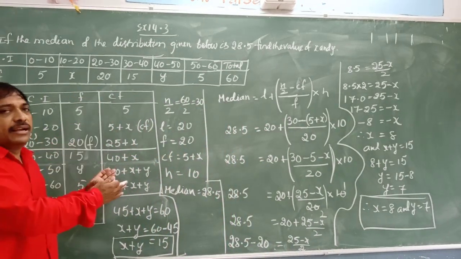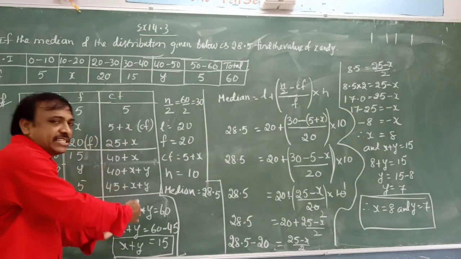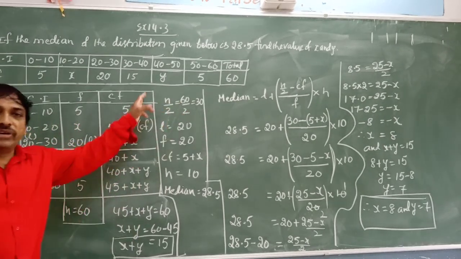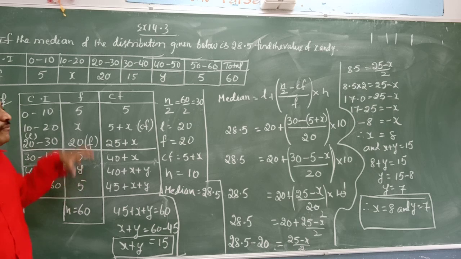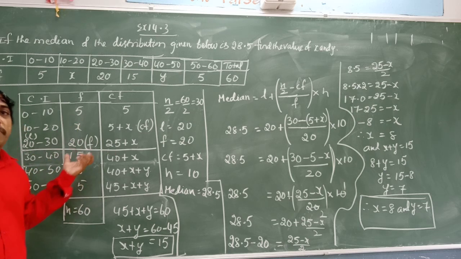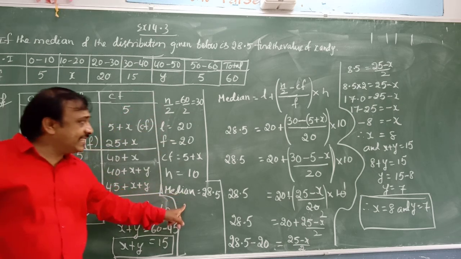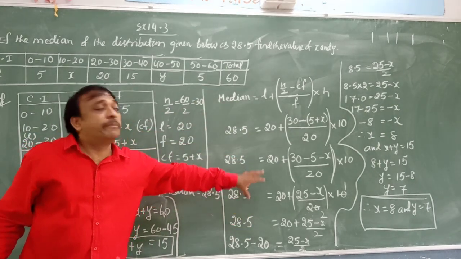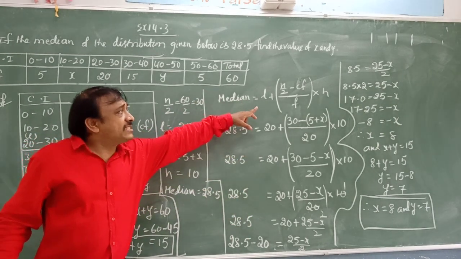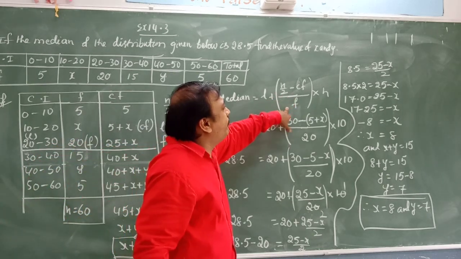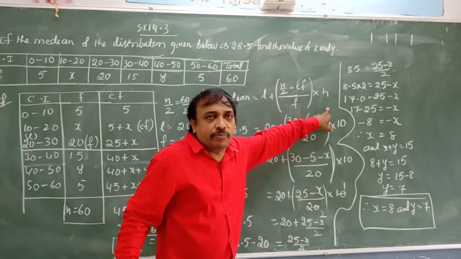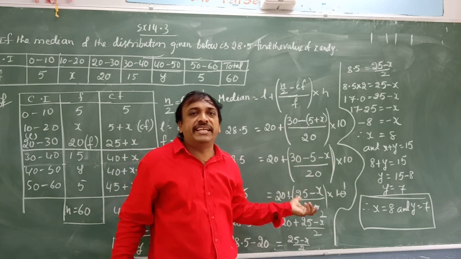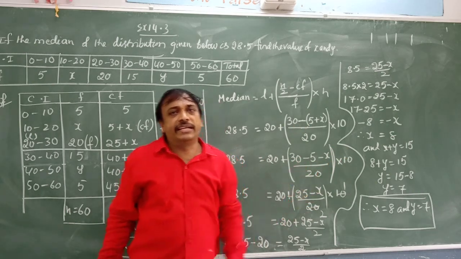We take the cumulative frequencies, then calculate the n by 2 value. We check where it lies, then we consider the values which we obtained from the table, and substitute in the formula. We are using median equals L plus (n by 2 minus cf) by f into h. I hope you understood how to calculate missing frequencies for the median in grouped data.